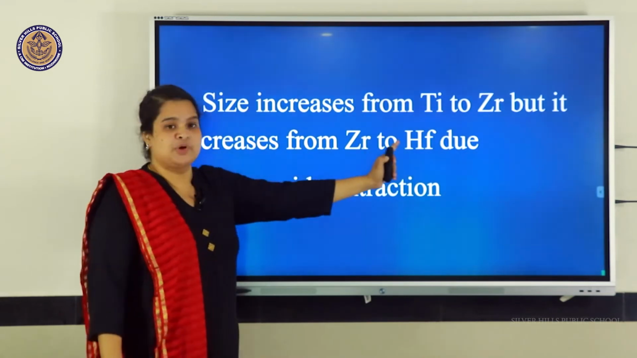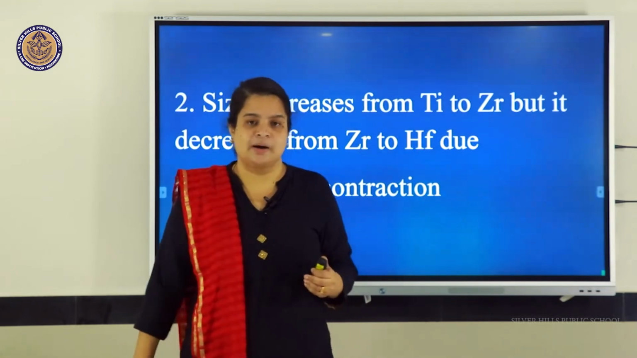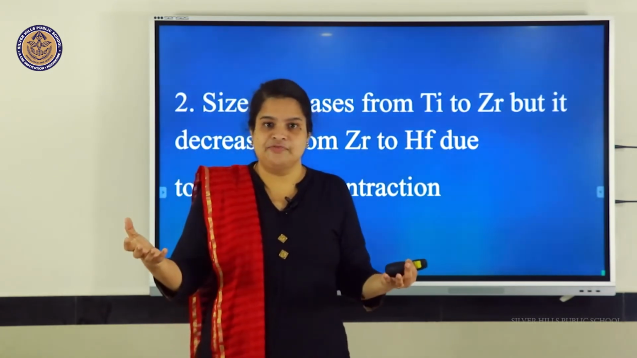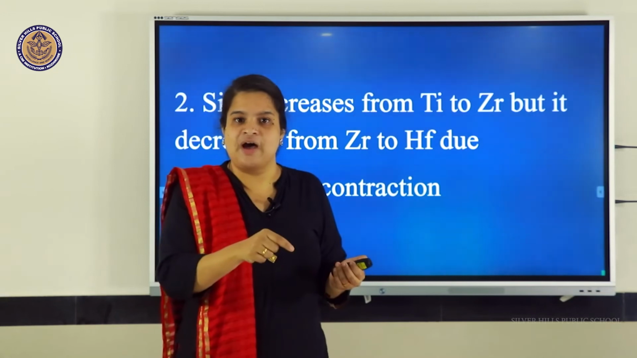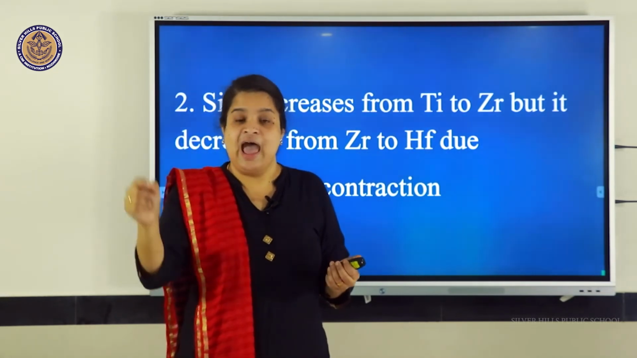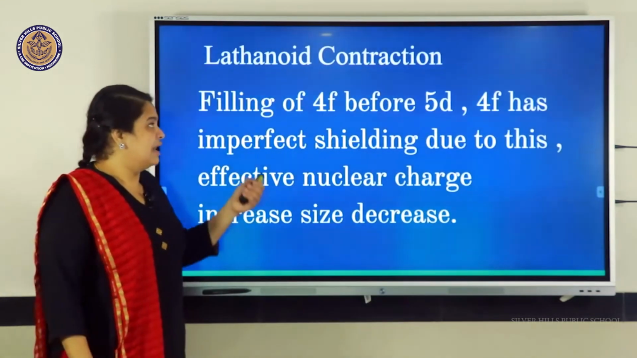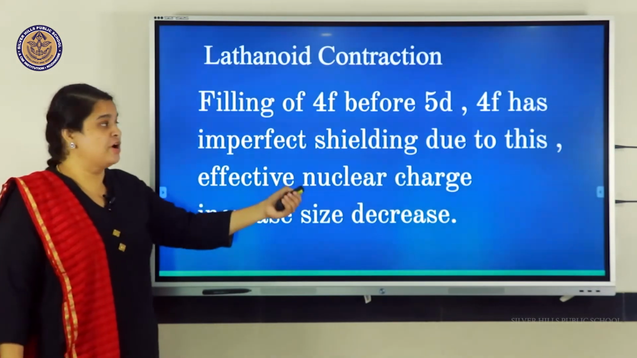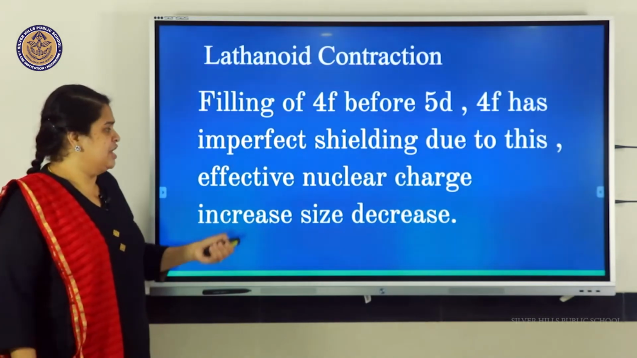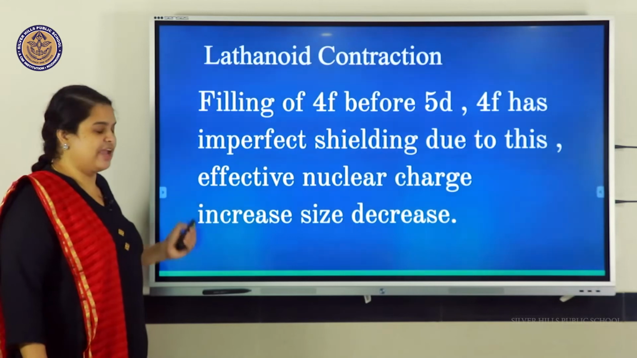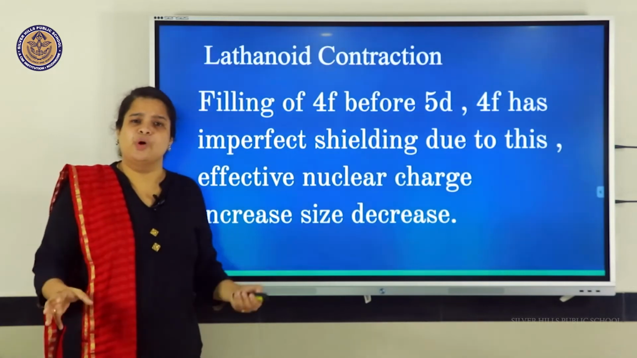Why is the size decreasing from zirconium to hafnium? It is because you have filled the 4f orbital completely. When the 4f is completely filled, what happens? Effective nuclear charge increases because the 4f has imperfect shielding effect, and this effect is called the lanthanoid contraction. The lanthanoid contraction is the filling of 4f before 5d. Very important point. And the 4f has imperfect shielding. Due to this, effective nuclear charge increases, size decreases, because F has a very poor shielding effect.